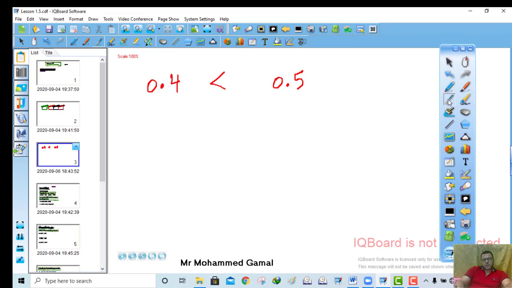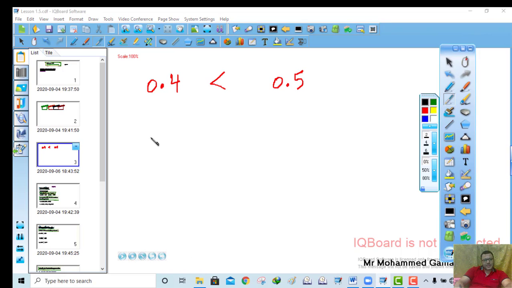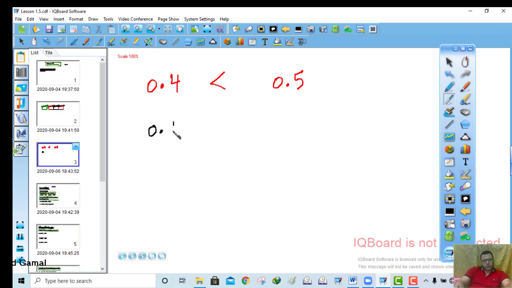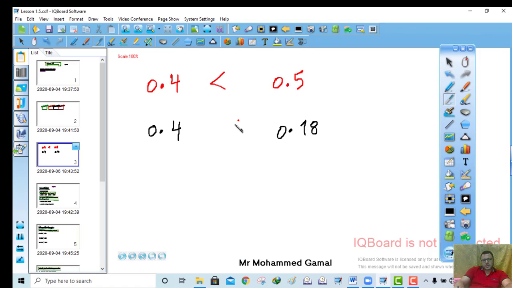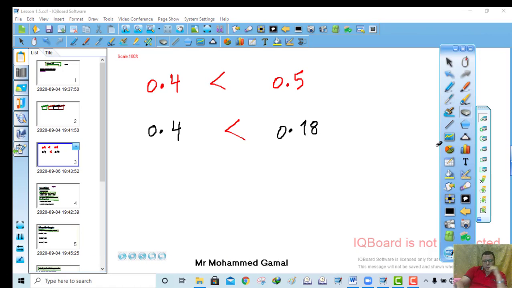If I'm asking another question, like 0.4 and here 0.18, which is greater? If a student asks the teacher, here is 18 and here is 4, so I'm going to say yes, the 18. This answer is completely wrong. Why, teacher? Because this one is 18 hundredths and this one is 4/10.